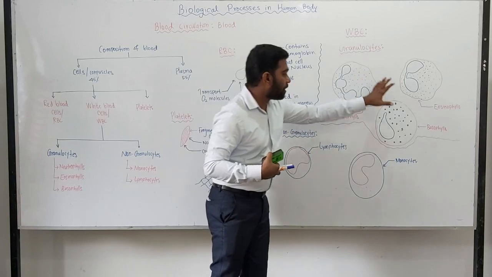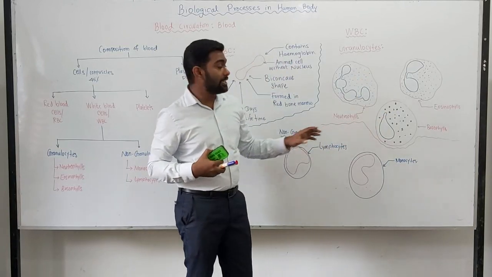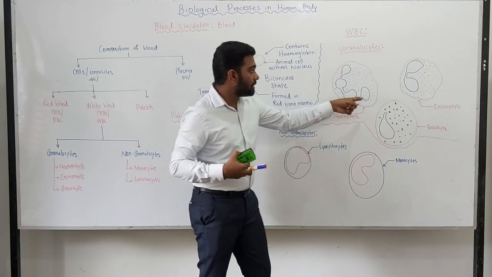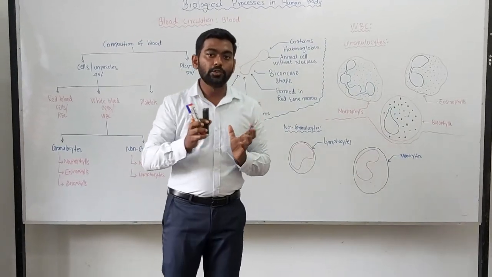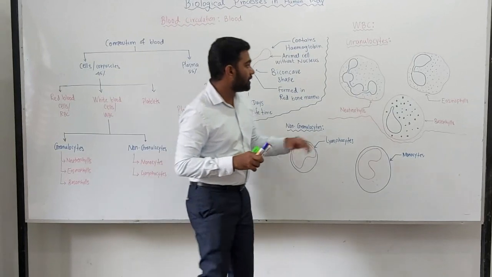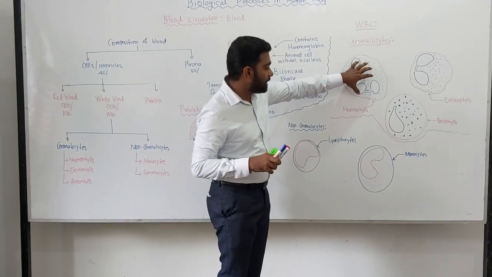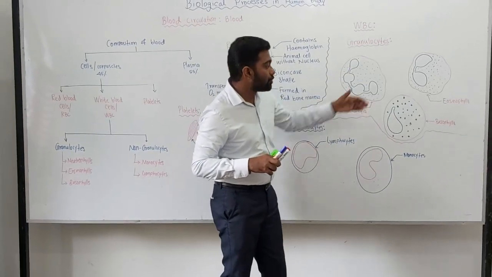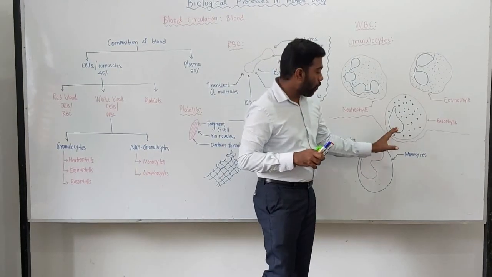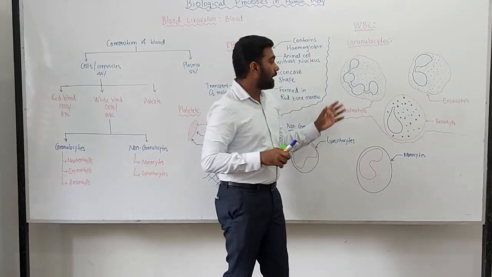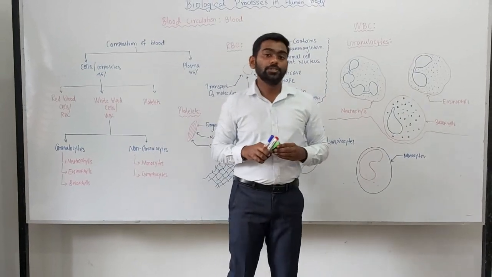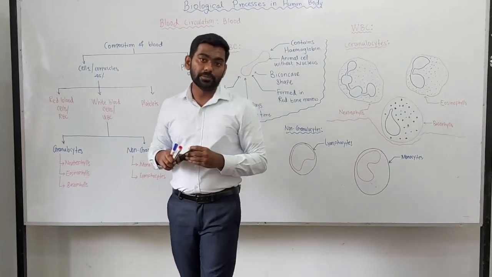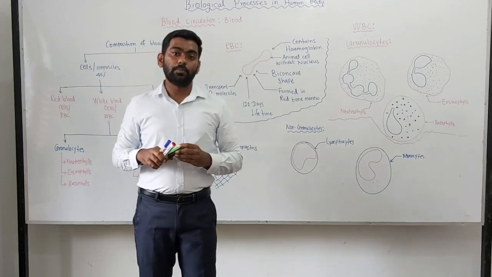And the differences among them: you can see the nucleus in the form of lobes. One nucleus divided into different lobes, right? More than 2 lobes can be seen in the neutrophils, 2 lobes in the eosinophil, 1 lobe in the basophil, and all of them have granules in their cytoplasm. So it is clearly visible in the microscopic view.